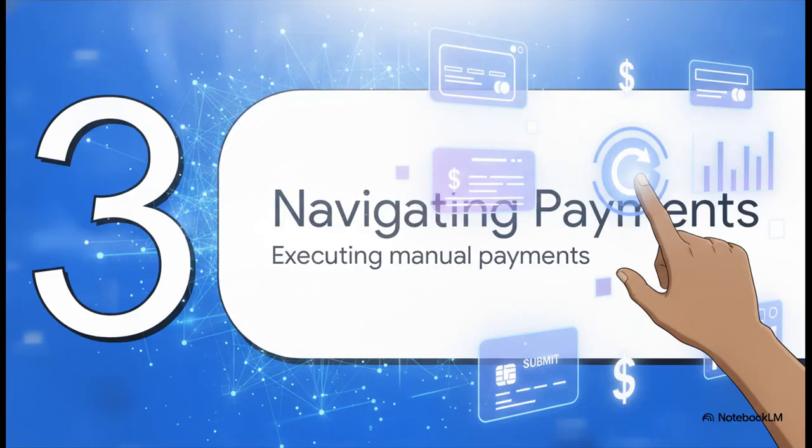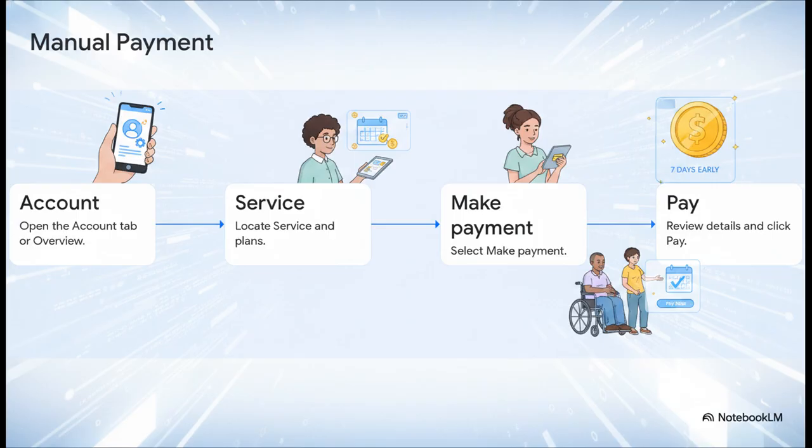Let's dive into Section 3, Navigating the Payment System and Executing Manual Payments. If you ever need to push a payment through yourself, here are the 4 simple steps to do it. First, open up the Account tab or your Overview dashboard. Second, locate the Service and Plans module. Third, hit Make Payment. And fourth, just review your details and click Pay. Boom, done. It's a highly streamlined process, and the system actually lets you trigger this up to 7 days before your due date. So yeah, you really don't have to wait until the absolute last minute to get it sorted out.